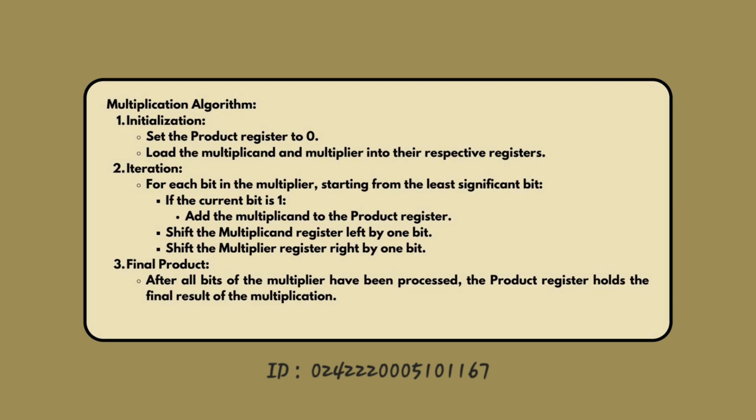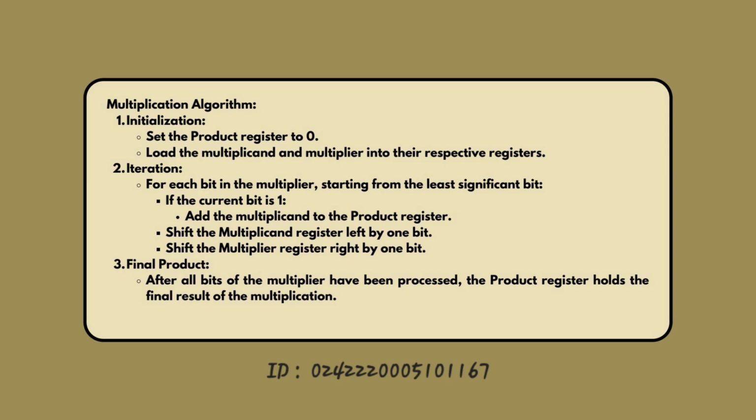Multiplication algorithm. Point 1. Initialization. Set the product register to 0. Load the multiplicand and multiplier into their respective registers. Point 2. Iteration. For each bit in the multiplier, starting from the least significant bit: if the current bit is 1, then we add the multiplicand to the product register. Shift the multiplicand register left by 1 bit. Shift the multiplier register right by 1 bit.